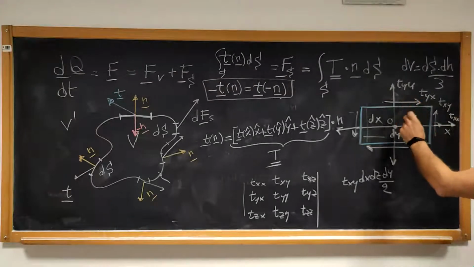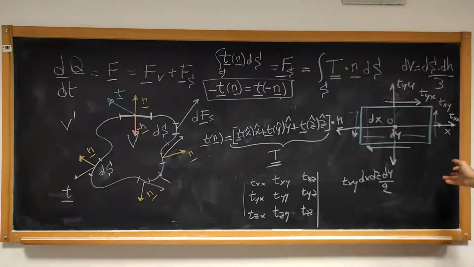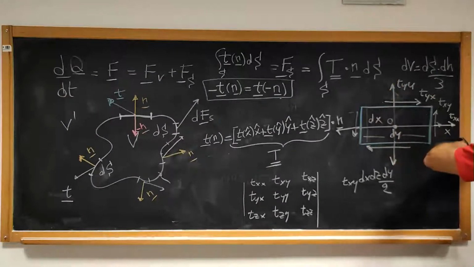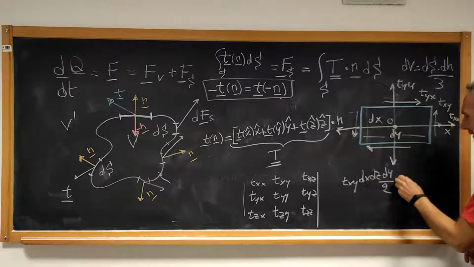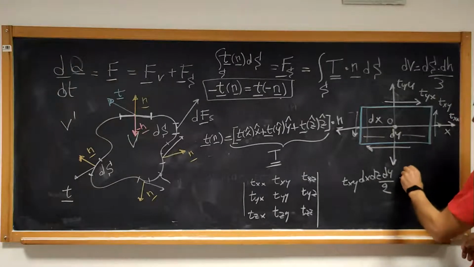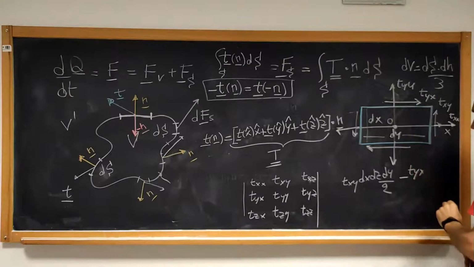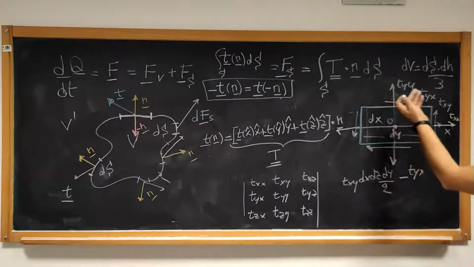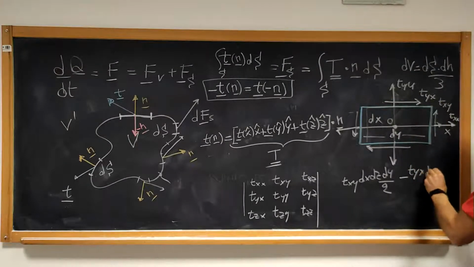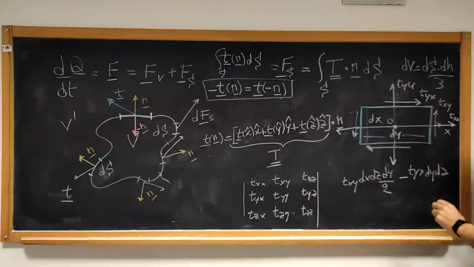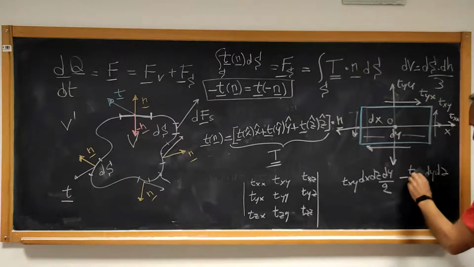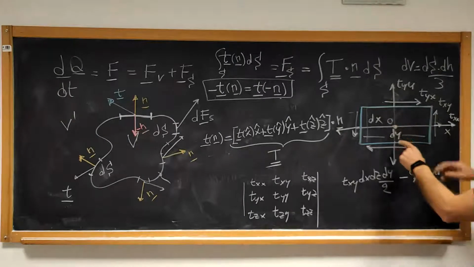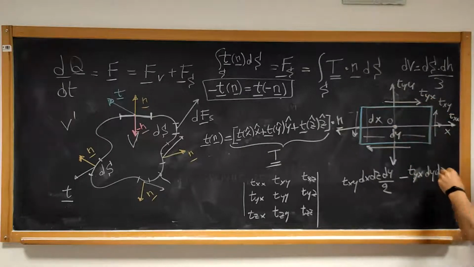And what about this one? If this is positive, since it is counterclockwise, this tyx will generate a clockwise, so it will be a negative moment. So we have tyx. Now this is applied to a surface which is dy dz. So dy dz, with subscript yx. And now the arm would be just half of this, so dx divided by 2.